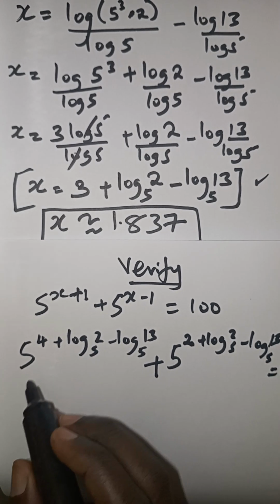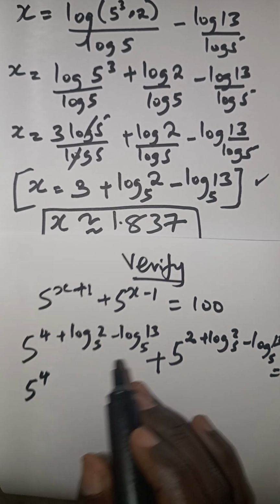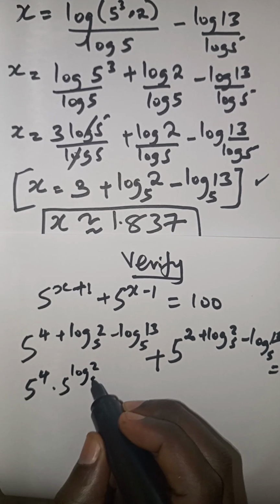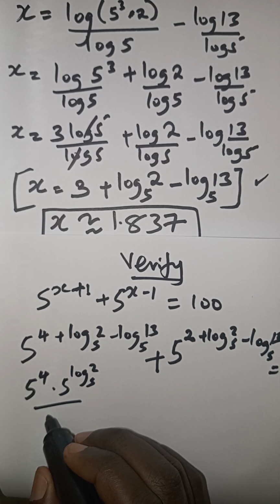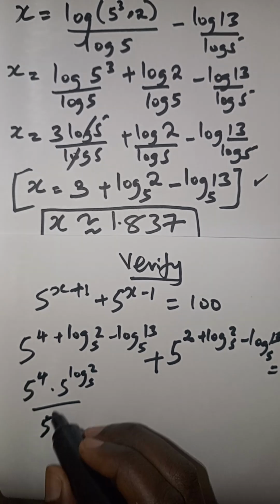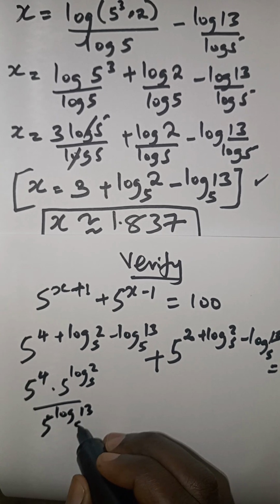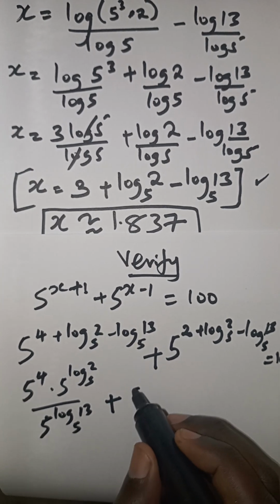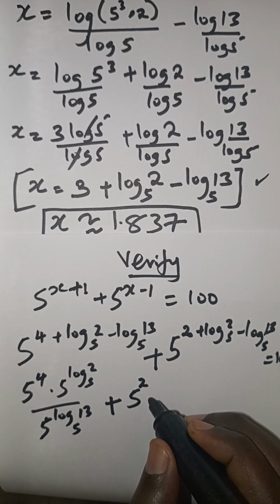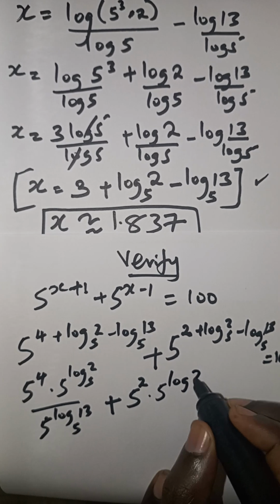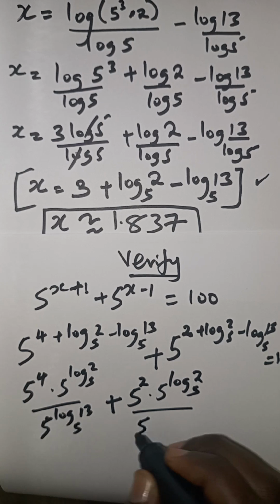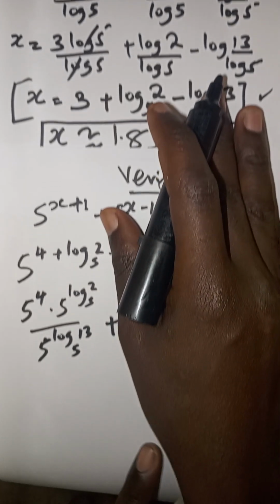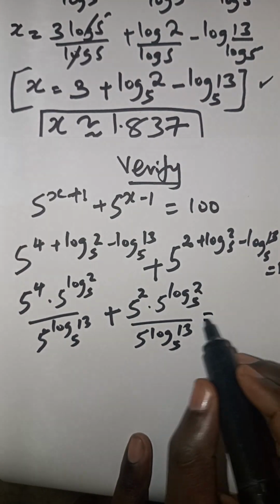So the powers are added, so this is gonna change to the 5 to the power 4, multiply by 5 to the log of 2 base 5, divide by 5 to the log of 13 base 5. Of course, plus on this side, opening the powers, I'm gonna get 5 to the power 2, multiply by 5 to the log of 2 base 5, divide by 5 to the log 13 base 5. Should give me 100.